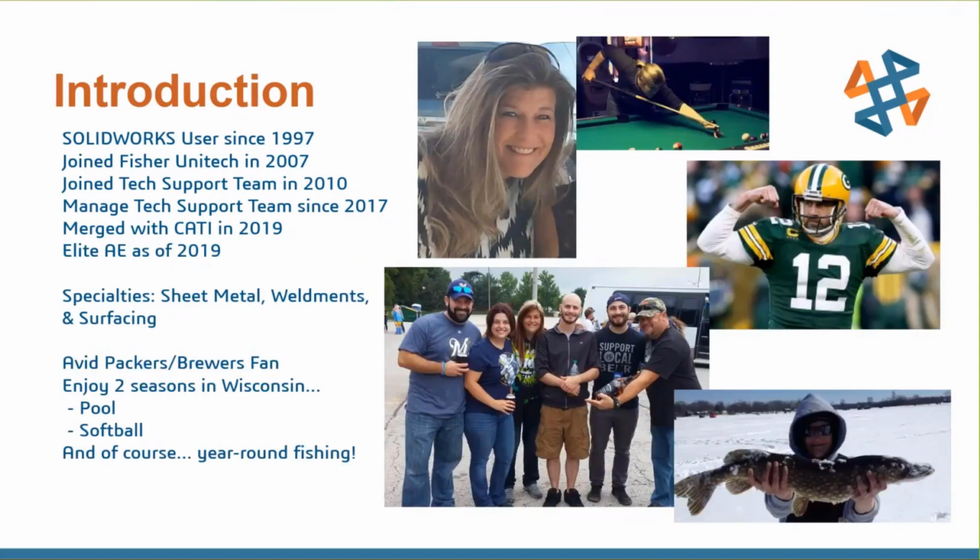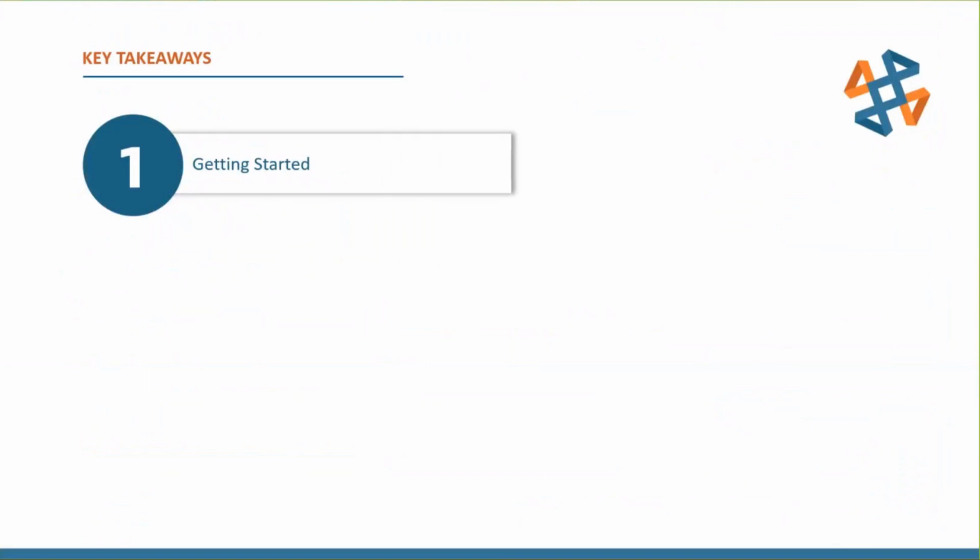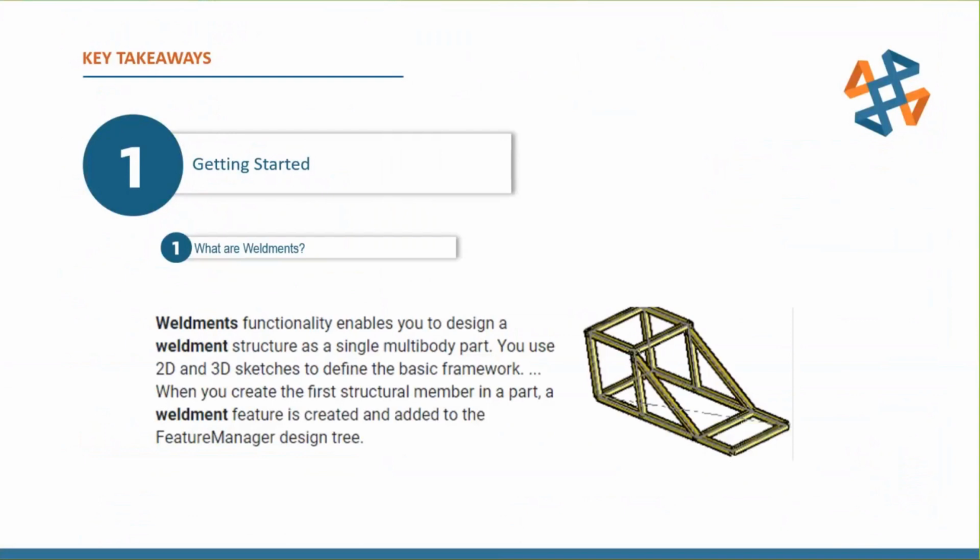So that's enough about me, and let's get on to what we're here for, right? So let's talk about getting started. What are weldments? Basically, weldments allow me to design at a part level using multi-bodies, using 2D sketches and 3D sketches, which define the framework or the skeleton of what I'm working on. And then I start to add those weldment features. What's really cool is that as I create these weldments, I'm not just stuck using weldments. I can use weldments, parts, and sheet metal and combine all of that at a part level. And we're also going to talk about why that's an advantage a little bit later on as well.